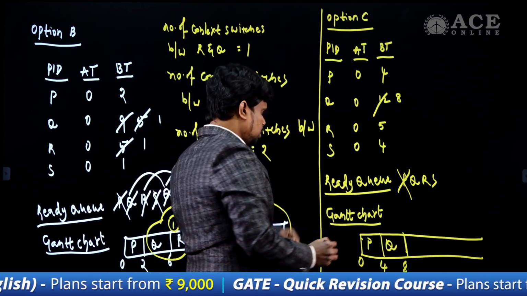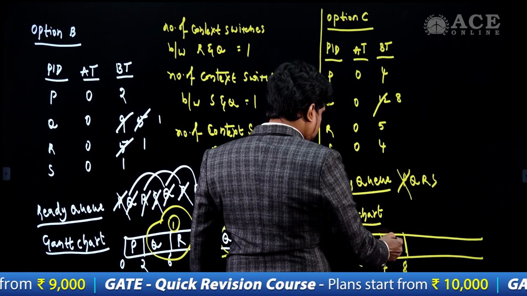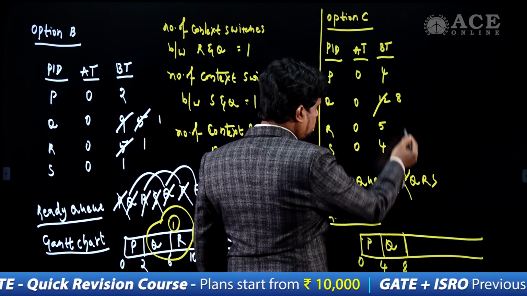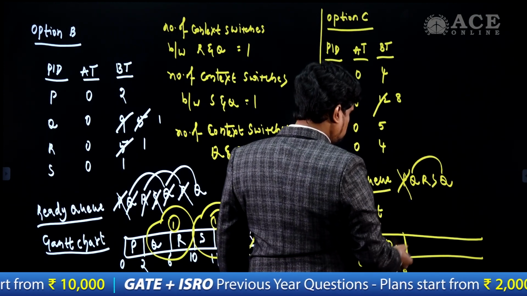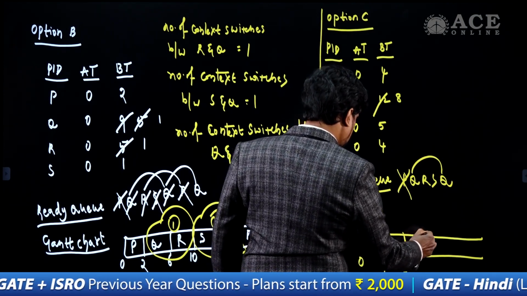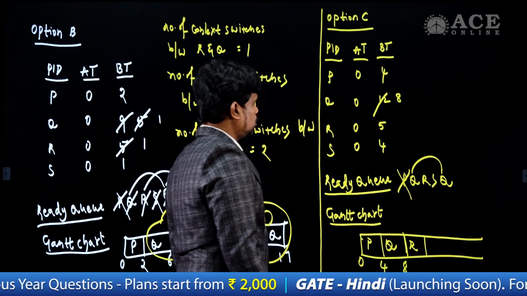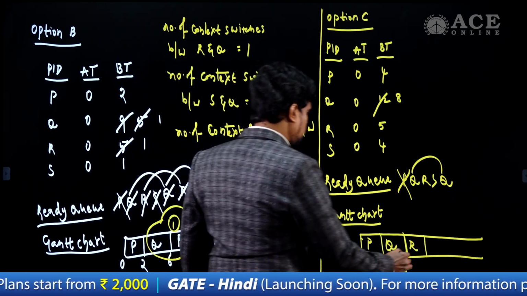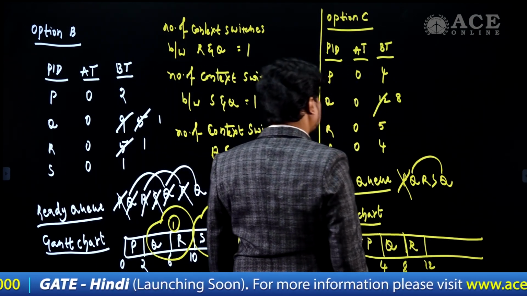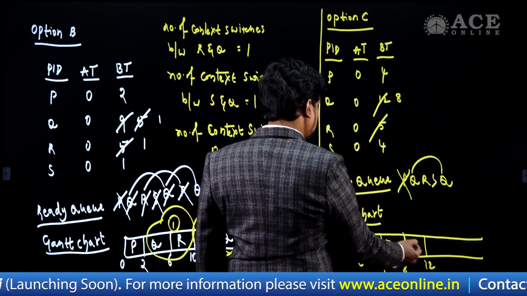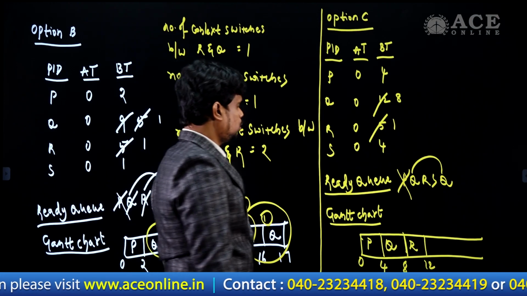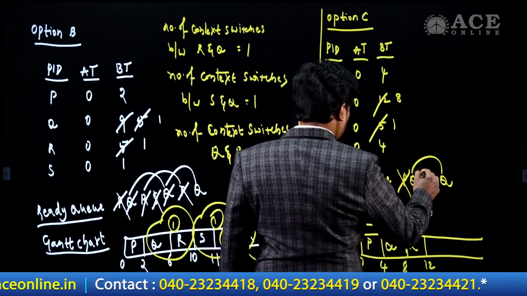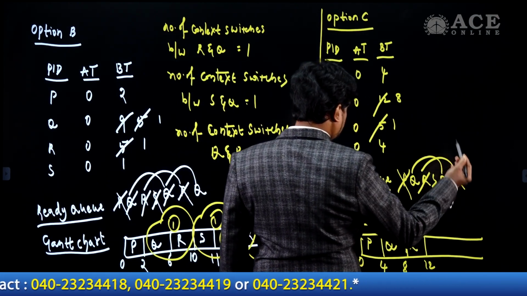Since this Q is not yet finished and still it is having some remaining burst time, it needs to be added back to the ready queue like this. So now the first process we are having in the ready queue is R. So this R will be executed till 12. It means that out of 5, 4 units is executed now, still it is having 1 unit of execution. So this R again needs to be added back to the ready queue as it is not finished.